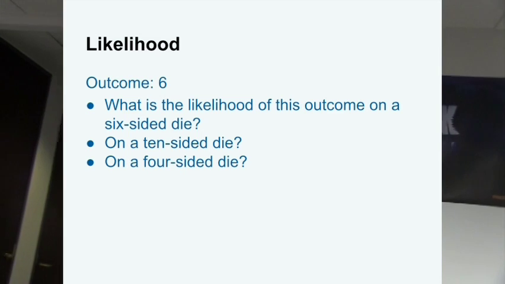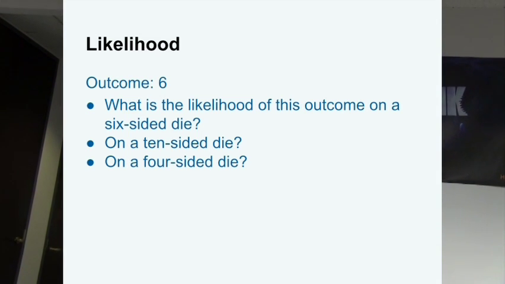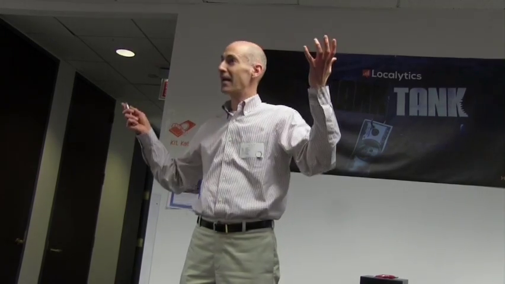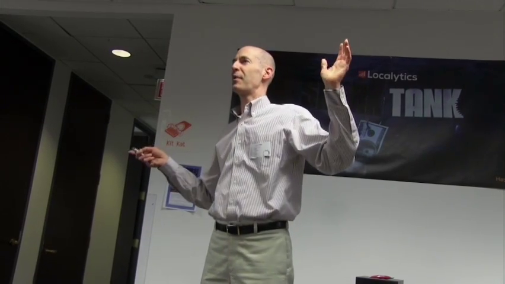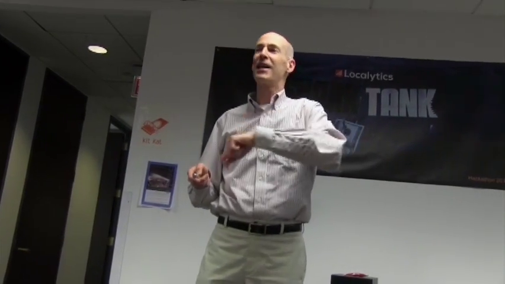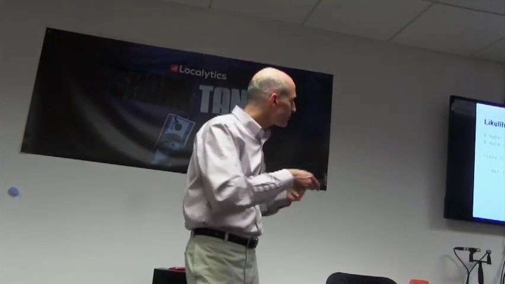What if the die that I chose was the 10-sided die? What would be the chance of getting a 6? 1 in 10. Okay. What if it was the 4-sided die? What would be the chance of getting a 6? 0. Can't happen. So if I get a 6, I can rule out the 4-sided die. It can't have happened. And then for the others, I can figure out the likelihood.